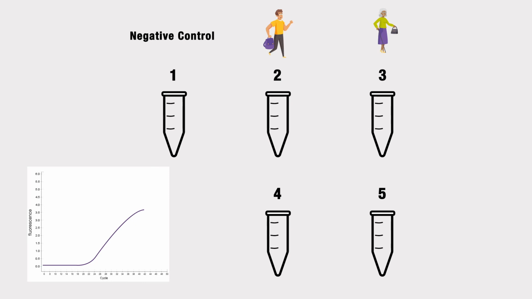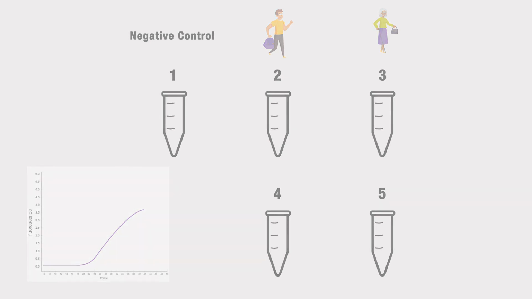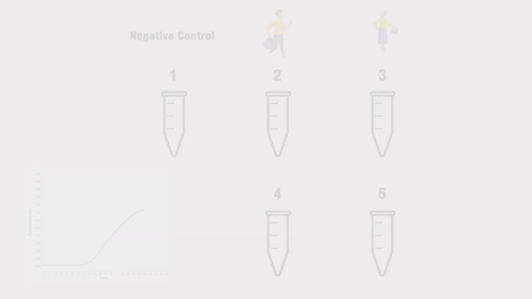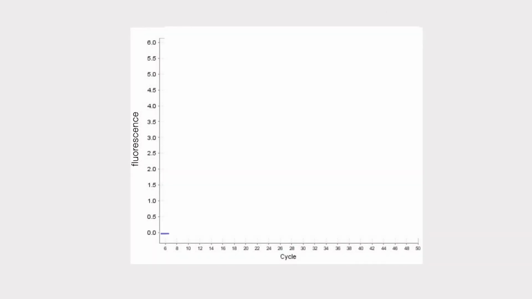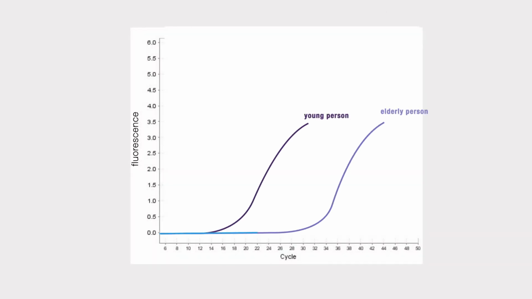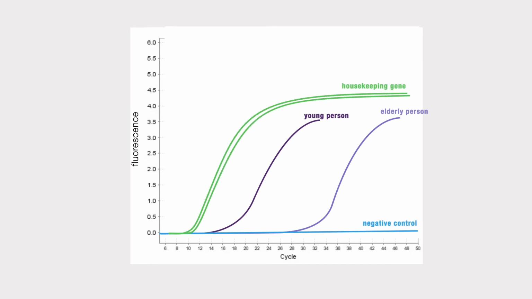Once the reaction is complete, it's finally time to analyze the data and see if we can answer our initial question about whether the expression of gene A changes with age. I won't go too far into the specifics of how the data is analyzed, but in a nutshell, the expression of each sample is compared to both the negative control and the housekeeping gene. And then the expression levels for each sample are reported with units of relative fold expression.